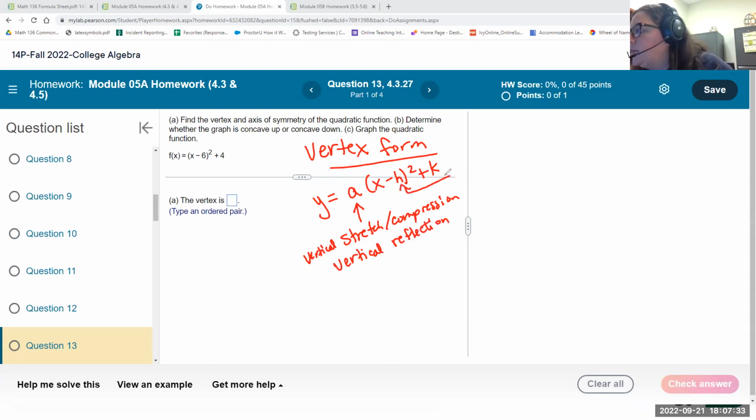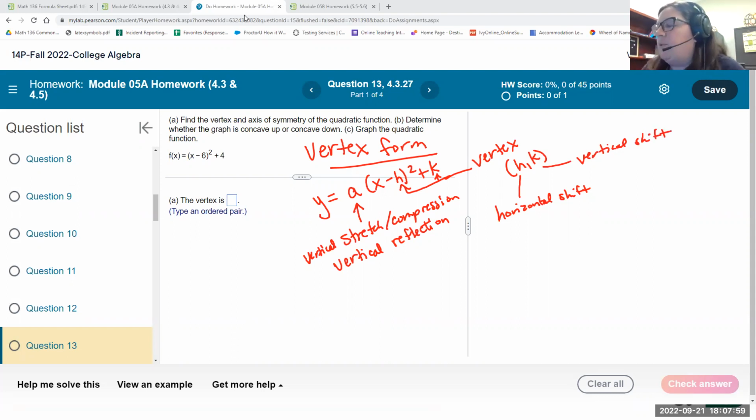And then h and k correspond to the vertex. So the vertex is (h, k). That's why it's x minus h; you're taking the opposite sign. But that's then also corresponding to the horizontal shift for the x coordinate and the vertical shift for the y coordinate.